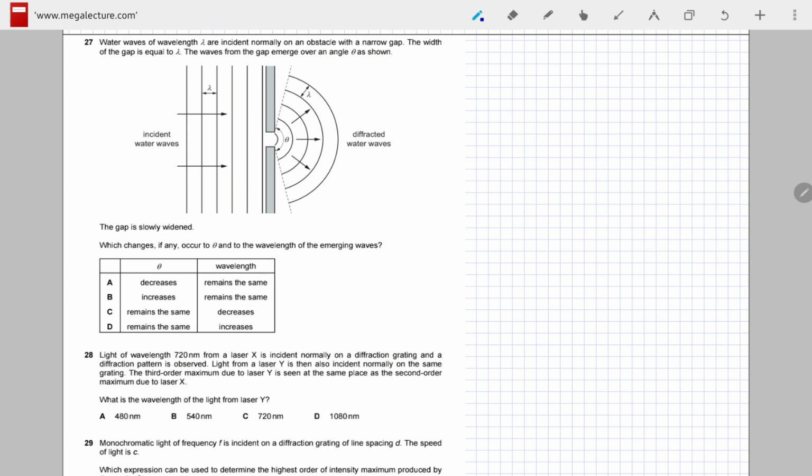So we know that to have diffraction, the width of the slit opening must be equal to or at least less than the wavelength of the water waves over here. So when the size of the gap is increased, the diffraction will actually be less observed, right? And angle theta will decrease as well, obviously. So the amount of diffraction that occurs decreases, and it causes theta to decrease, but wavelength will not be affected, right? Every time the waves undergo diffraction, the wavelength still remains constant. So that means that theta will decrease and the wavelength remains the same. So the correct option is option number A.